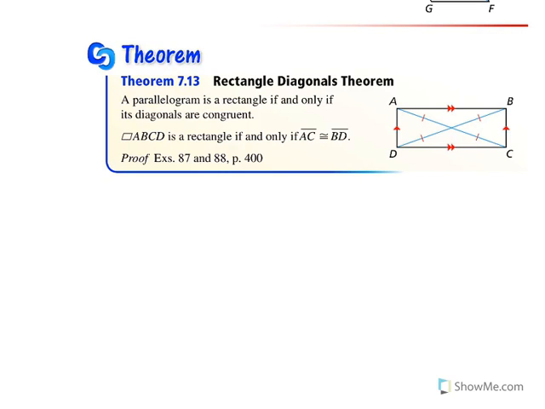Now that we've done some examples with rhombuses, let's go ahead and move on to rectangles. Alright, so the rectangle diagonals theorem says a parallelogram is a rectangle if and only if its diagonals are congruent. So, here we have 4 right angles, and we have that each piece of our diagonals are congruent. Okay, so let's try an example.